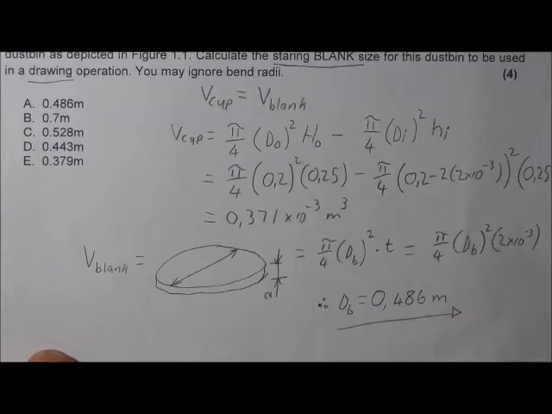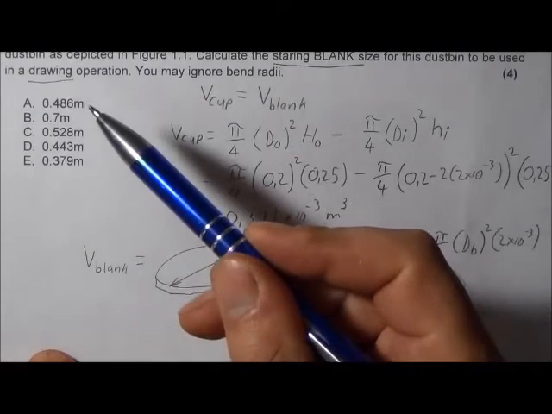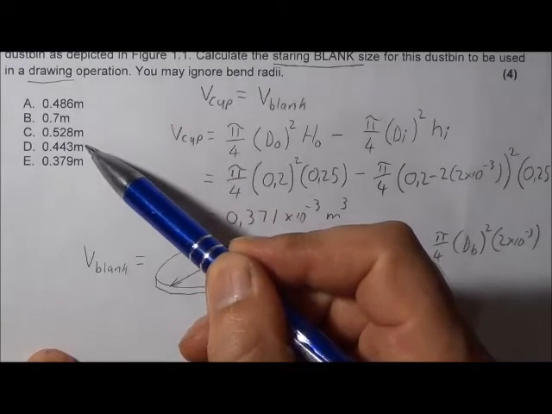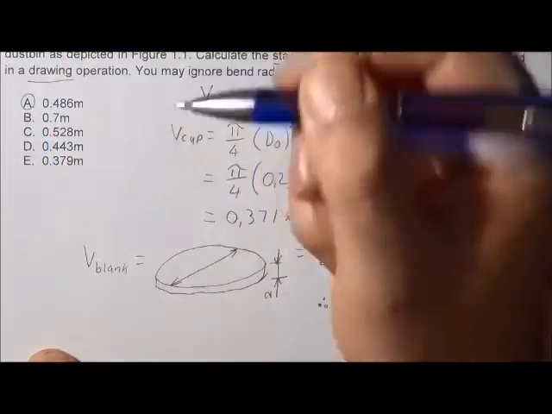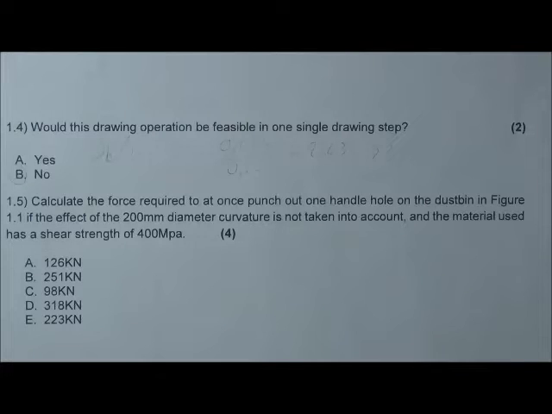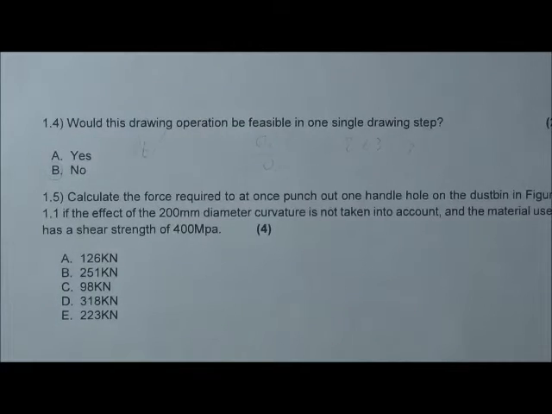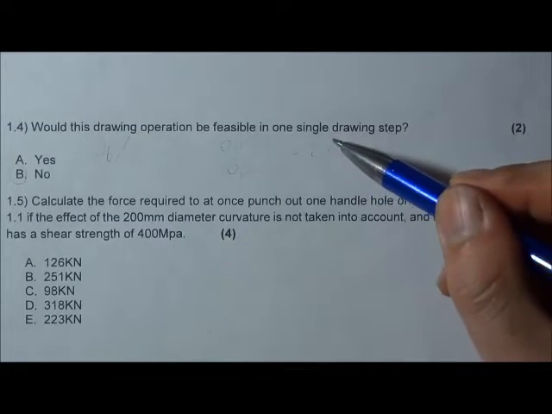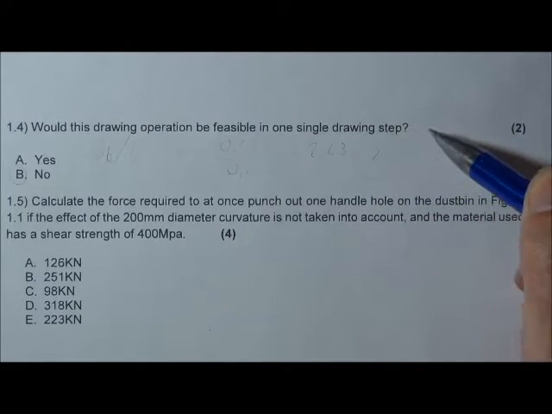Let's have a look at the options given. 0.486, 0.7, 0.528, 0.443, 0.379. So for 1.3, the correct answer was A. Question 1.4. This question asks, would this drawing operation be feasible in one single drawing step?